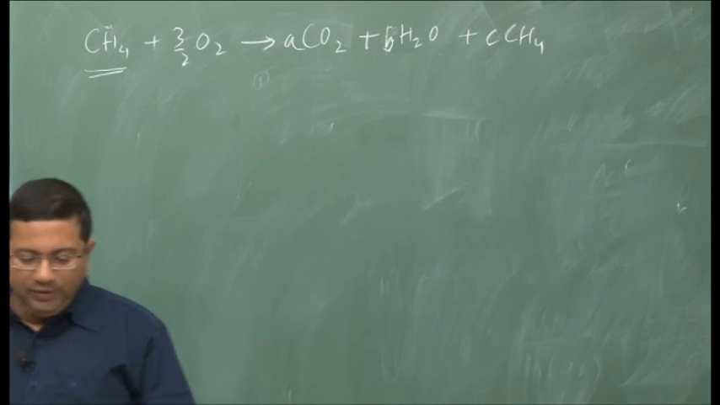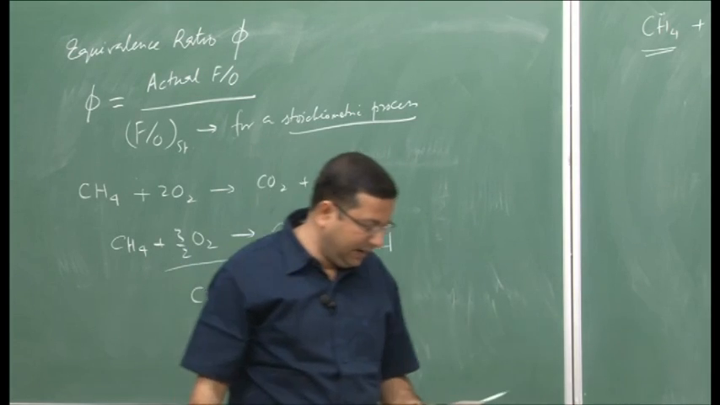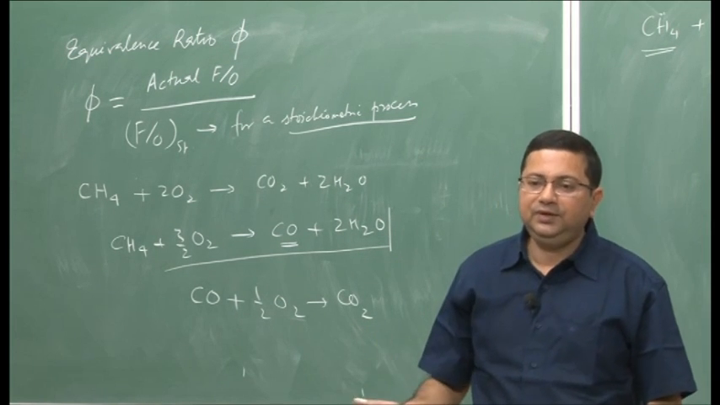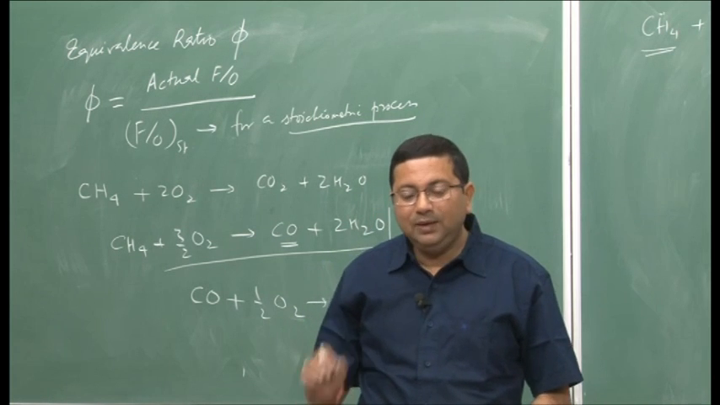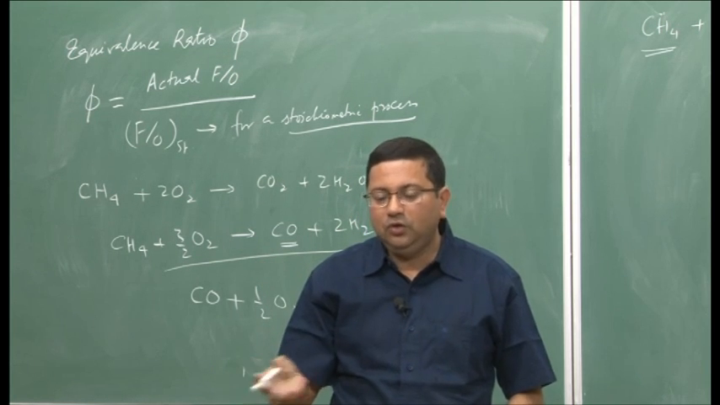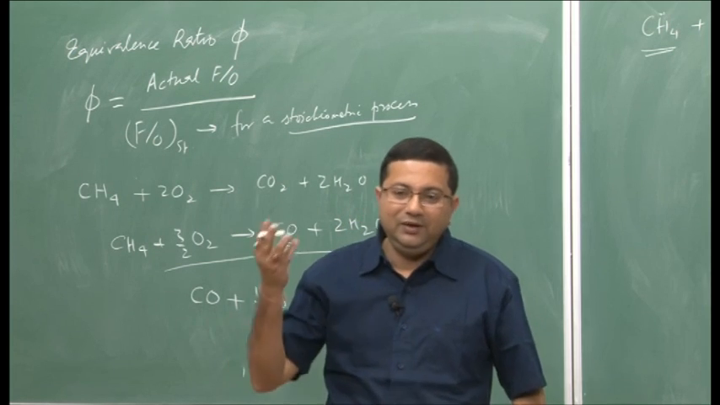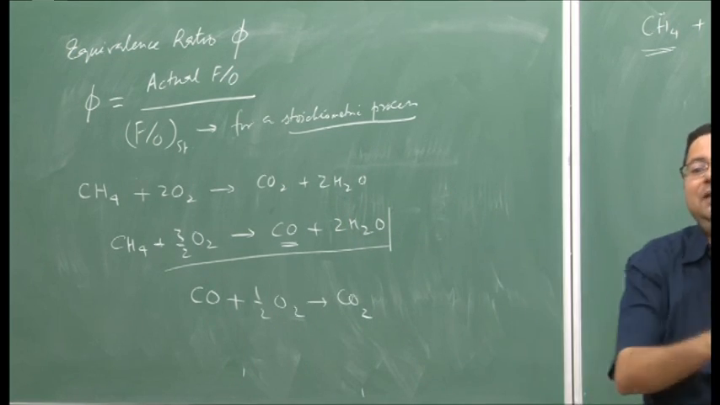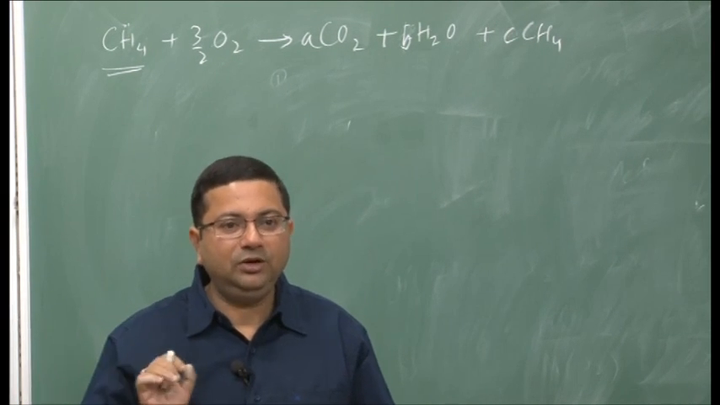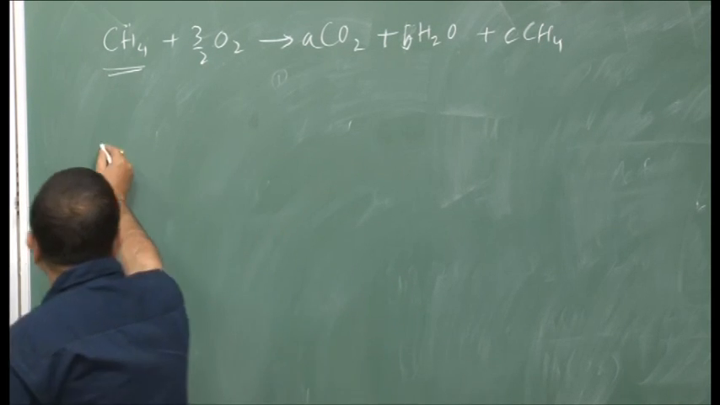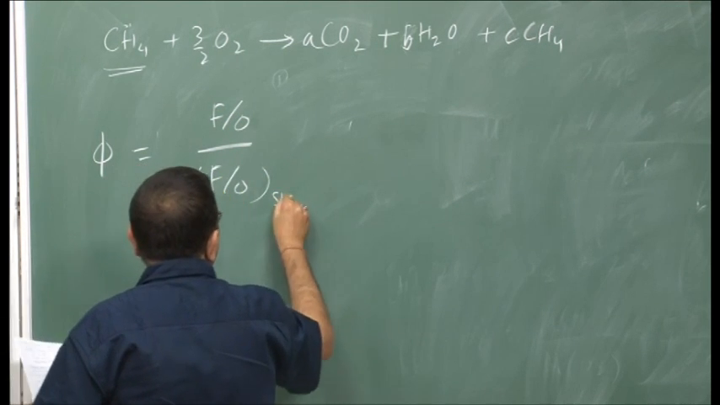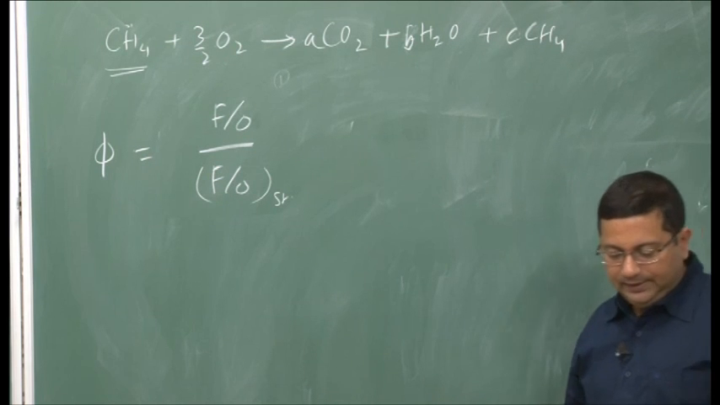So, a stoichiometric reaction is defined as a unique reaction in which all the reactants are consumed and the product species are all stable. Therefore, this is the most economical reaction if you look at it. You do not have any unburned fuel, so all the energy has been released. You do not have any unburned oxidizer, so you are not essentially supplying anything extra. Okay. So, therefore, stoichiometric reaction is the most economical reaction. Now, coming back to the equivalence ratio then, I define it like this.